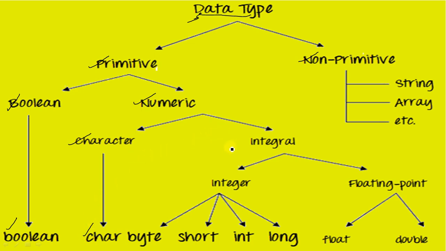In integral, there are two types, integer type and floating point. Within an integer, there are four types of data type: byte, short, int, and long. And in floating point, there are two data types: float and double. And in the non-primitive types, there are string, array, object, etc. So these all are the data types in Java.